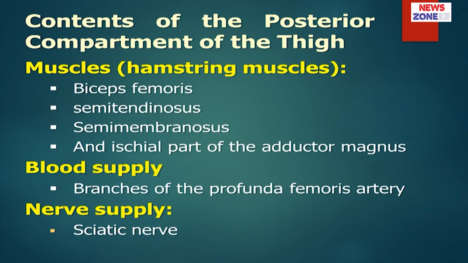Now, in the hamstring muscles, there are basically four muscles: biceps femoris, semitendinosus, semimembranosus, and the ischial part of the adductor magnus. The blood supply of this posterior compartment is from branches of the profunda femoris artery, which is the largest branch of the femoral artery, and the nerve supply is the sciatic nerve, the thickest nerve of our body.